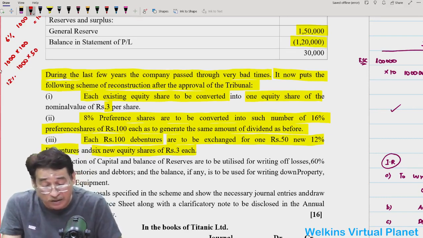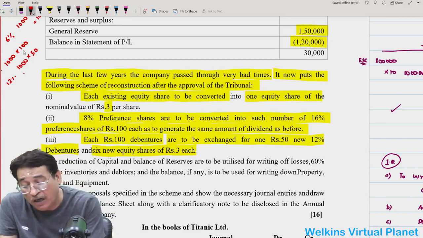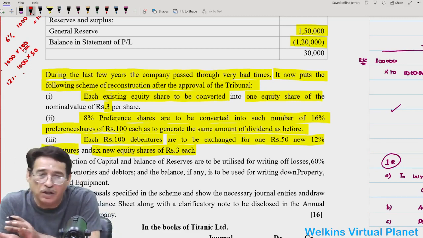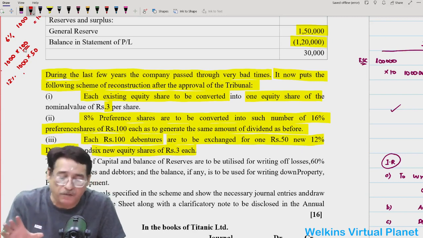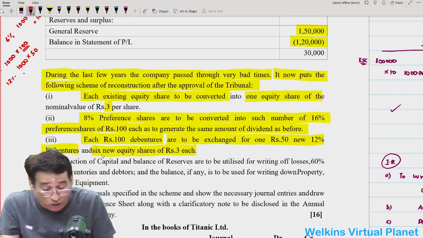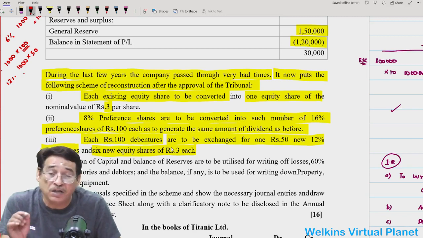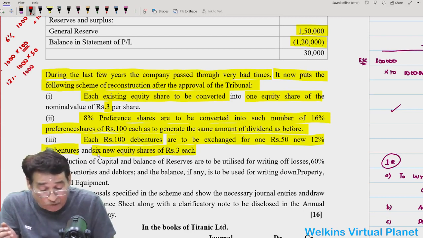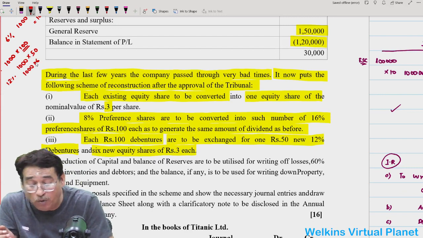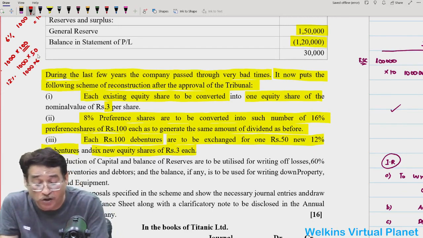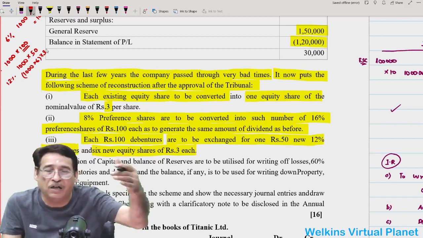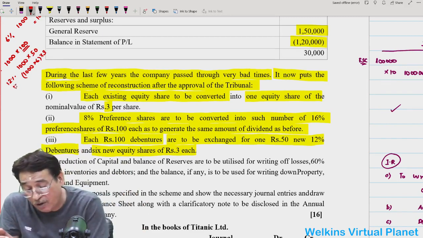Correct? Not only this. Each debenture holder, earlier your value was 100, indirectly it is reduced to 50, because now your 100 worth of debenture is being exchanged against a debenture of rupees 50, correct? But at the same time, we are also offering you 6 new equity shares of 3 each. There are 1000 debentures and we are offering 6 new equity shares each, so total equity shares we will offer is 1000 into 6, 6000. And as we know, the nominal value of equity share capital is now 3, because earlier it was reduced from 10 to 3.